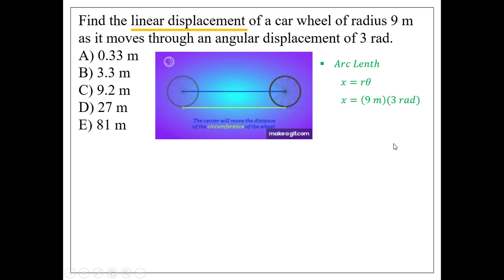All right. And 9 times 3 is 27. So the linear distance that this particular car wheel traces out after 3 rad is 27 meters. All right. That's it for this one. It's pretty straightforward.